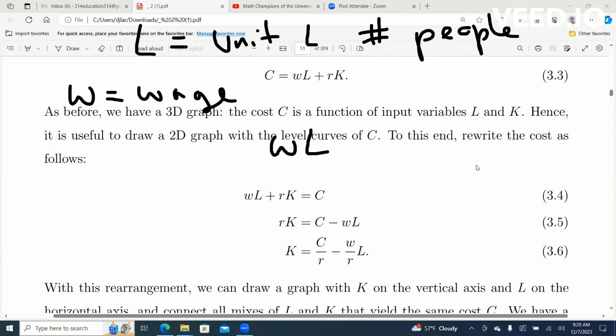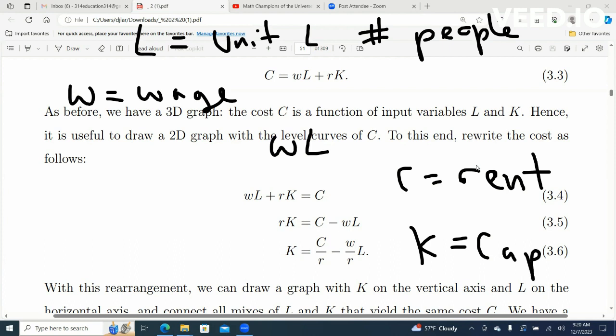R they sometimes call rent. In real life, capital does not cost rent, but it might cost rent to rent or use the capital. Or if you don't rent capital, whatever costs a company actually using the physical items, the capital, they call that rent. And of course, K equals the capital.